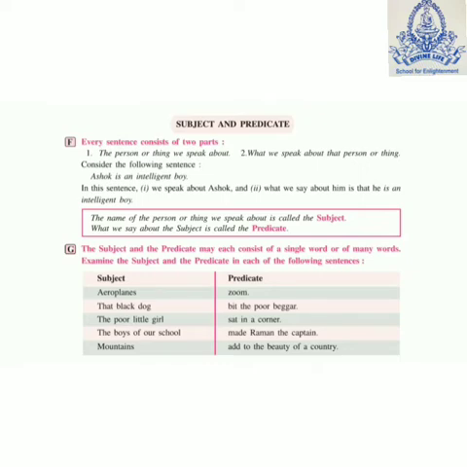For example, Ashok is an intelligent boy. Now ask yourself, who are we talking about here? Ashok. So what will be the subject here? Ashok. Ashok is what? Ashok is an intelligent boy. So Ashok will be the subject and is an intelligent boy will be the predicate. In this sentence, we speak about Ashok and what we say about him, that he is an intelligent boy, right?